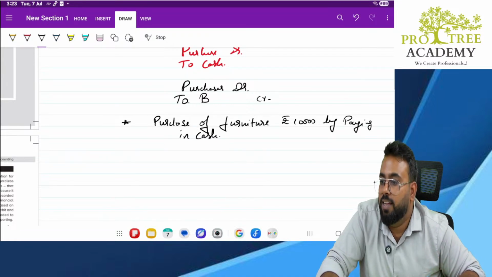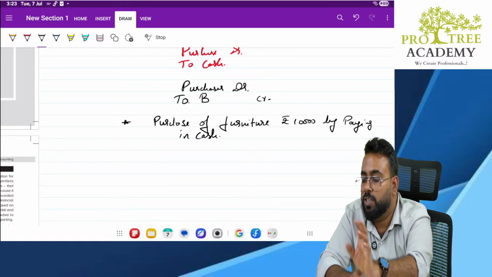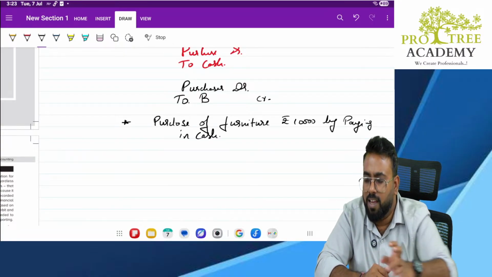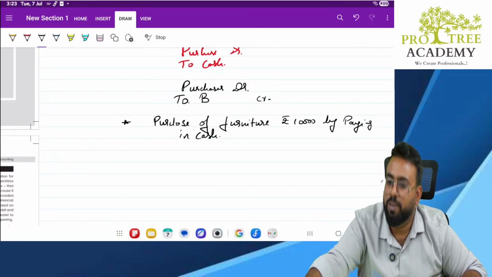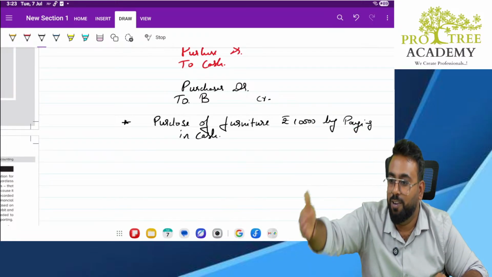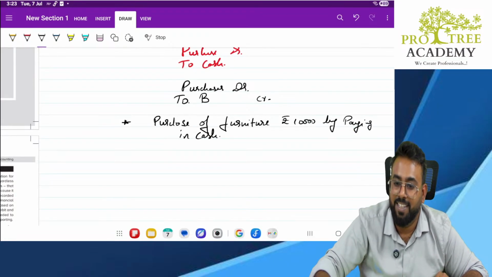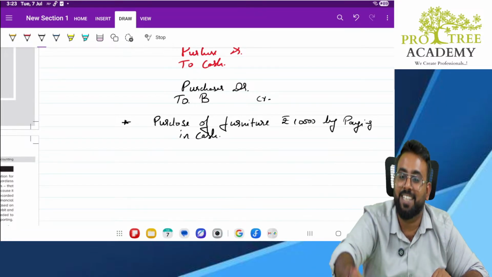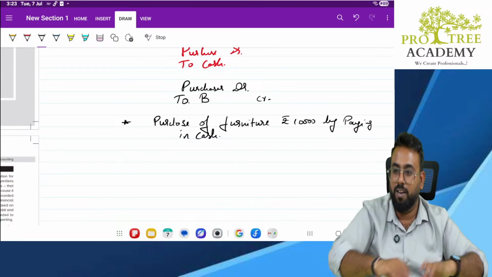Asset. How, sir? Furniture is a resource controlled by the entity from which future economic benefit inflow is expected. Sir, what future economic benefit inflow will there be in furniture? Sir, I am a CA officer. If there is no furniture, clients will not come to my office. Where will they sit? On my head? No, right? They need a place to sit and explain their case. Correct? They need furniture to come to my office and sit and explain things to me and get the work done from me.